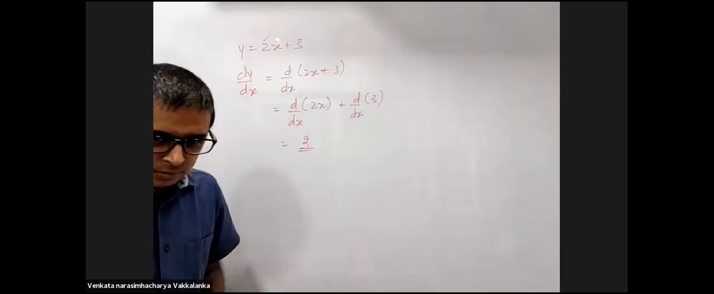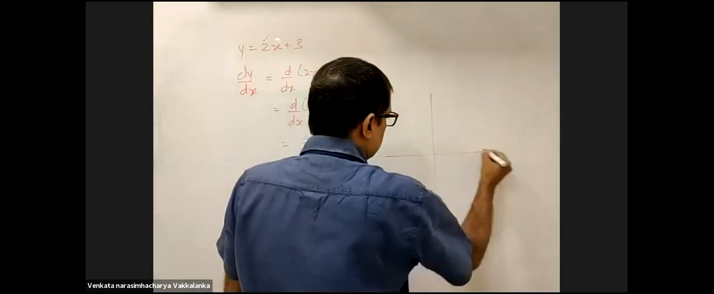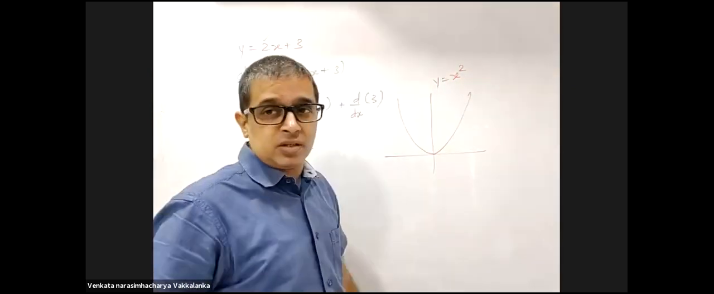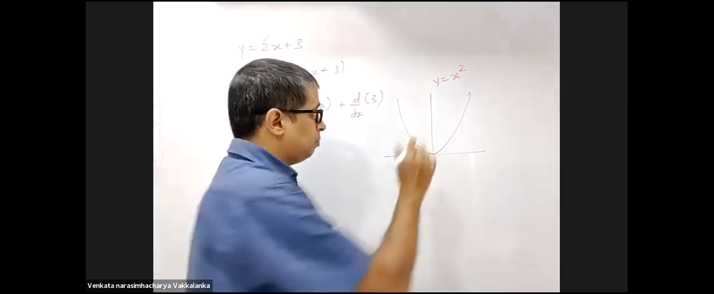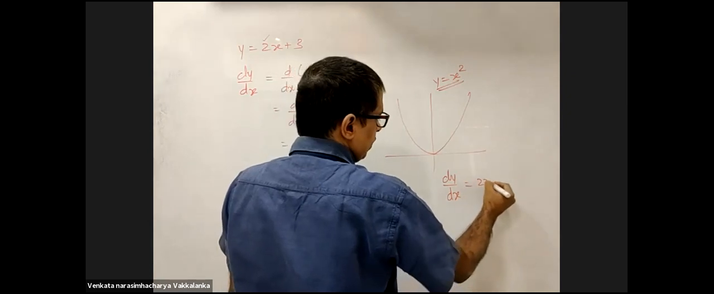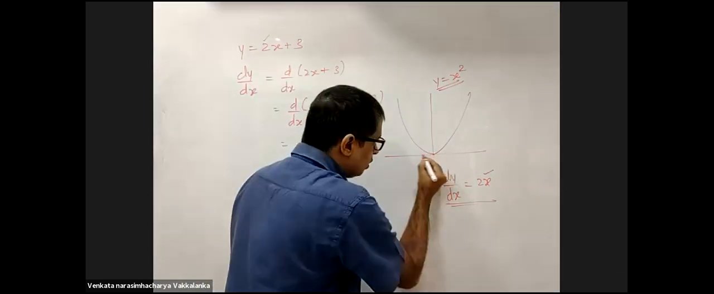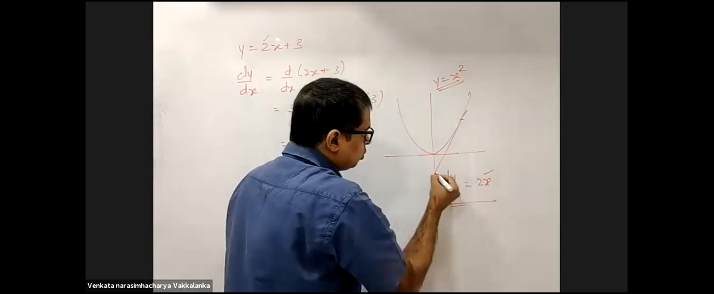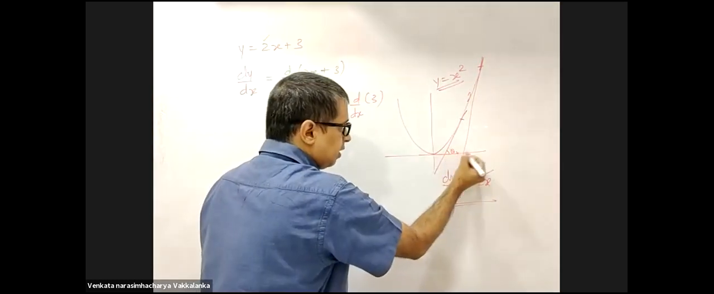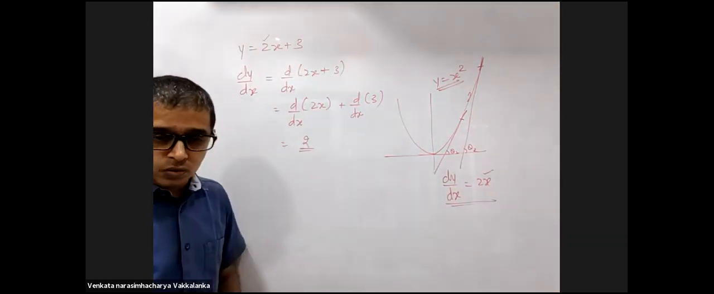Sir, so the slope of a parabola is 2x. Let me explain. Y equal to x square, dy by dx is 2x. It is dependent on x. At x equal to 0, this is the slope. At x equal to 2, this will be the slope. At x equal to 3, this will be the slope. Theta 1, theta 2, tan theta 1, tan theta 2 will be the slopes.